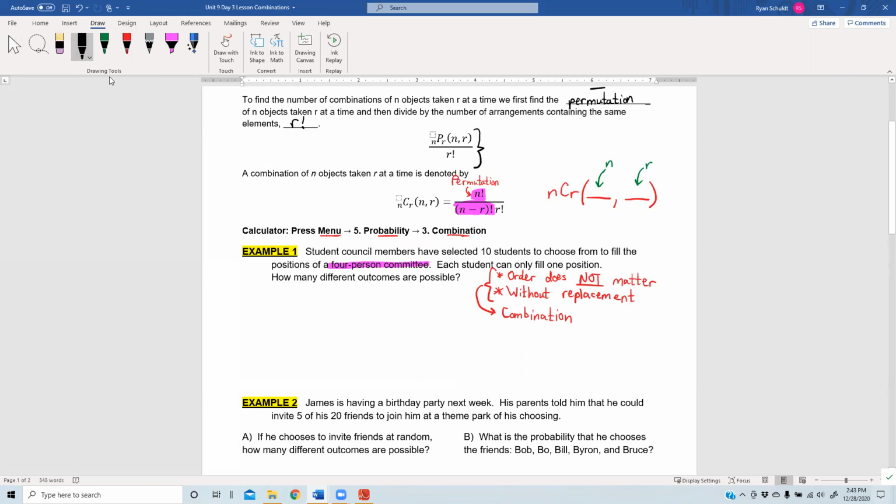Okay, so let's look. We have this four-person committee. 1, 2, 3, 4. Now, how many people can you pick to fill the first position? There's 10 people to pick from. You pick one person. Okay, how many are left? 9 to pick from. Okay, now you pick 2 people. That leaves us with 8 and 7. So far, you may be thinking this is yesterday's notes all over again. Here's the new material. So if we did it this way, we would get a permutation. Order mattered. But we don't want that. So we're going to have to divide this by 4 factorial. If you did that, that would get you 210 different outcomes.